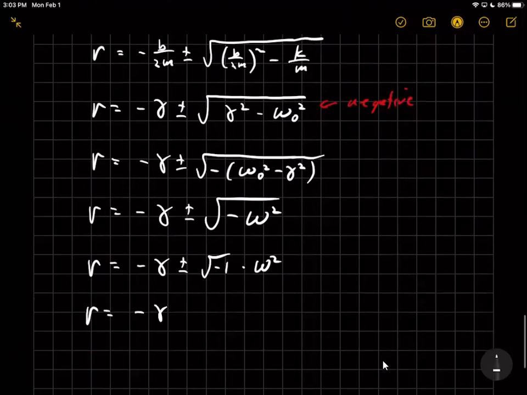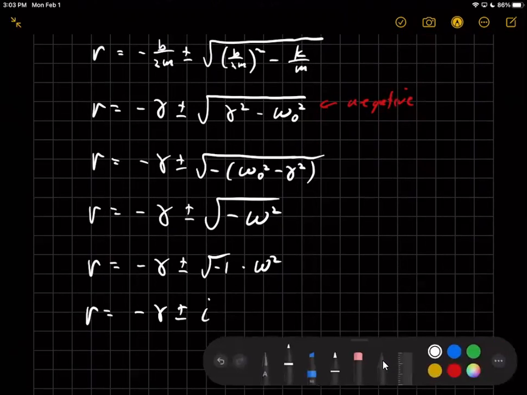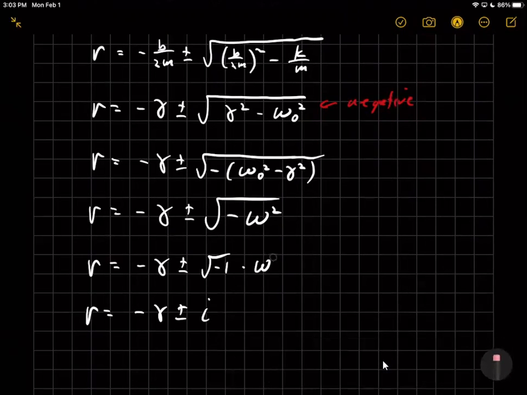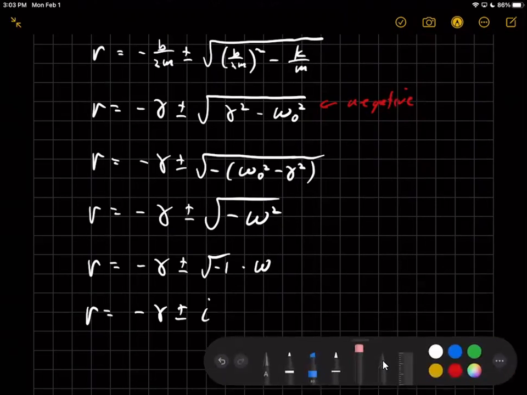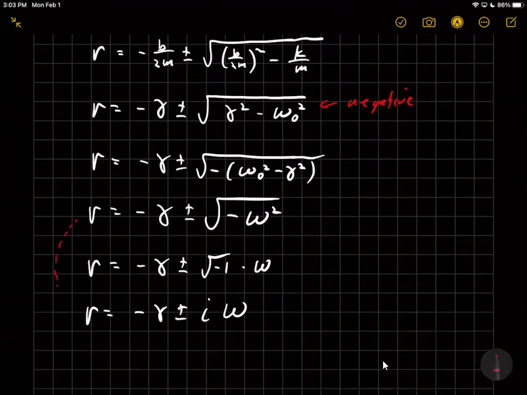So r equals negative gamma plus or minus i. Whoops, and we made a mistake in the last step. When we brought omega squared out of the square root, it just became omega. So this simply becomes i omega. In fact, if you jumped over that step, that would be perfectly fine.